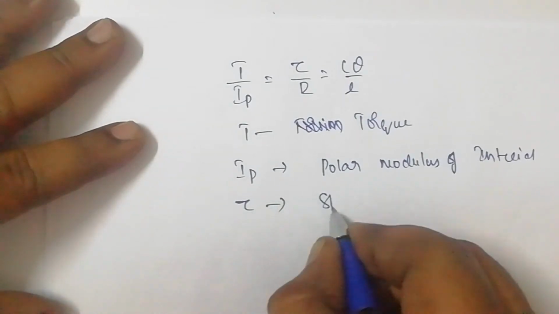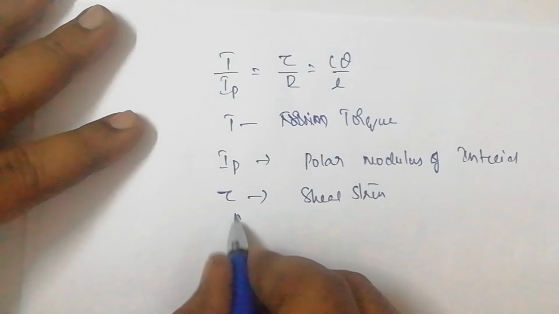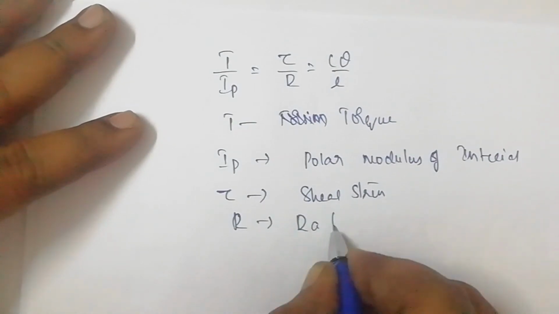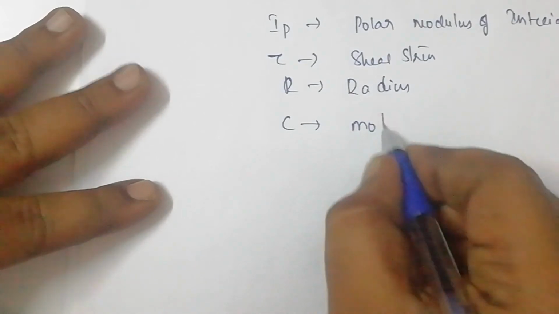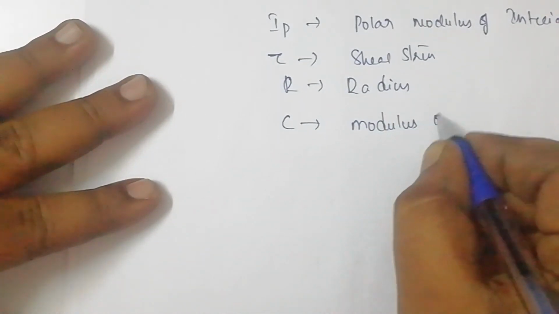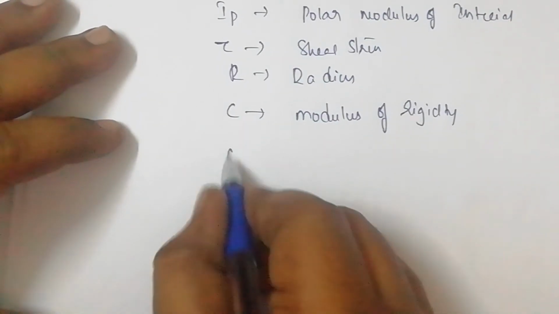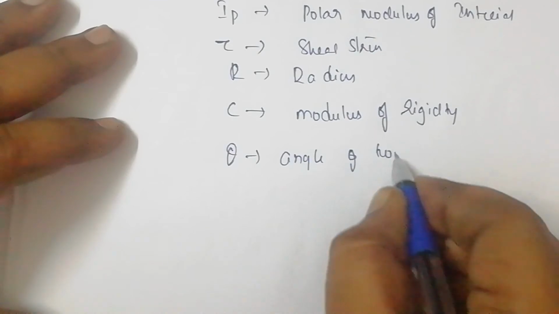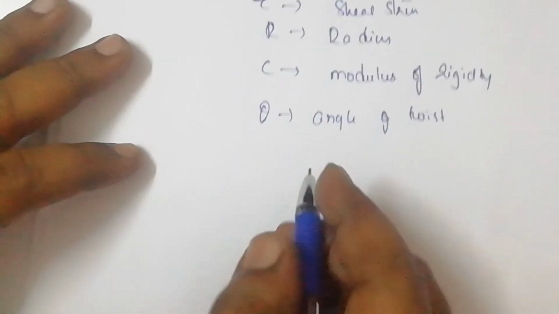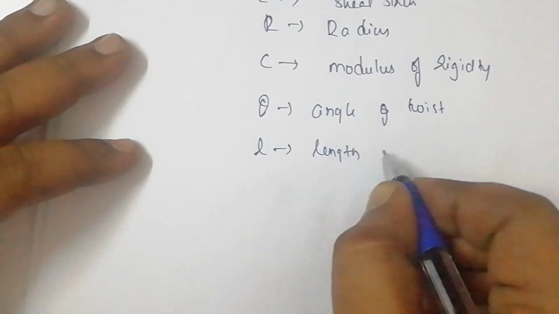Tau is your shear stress, R is your radius, C is your modulus of rigidity, theta is your angle of twist through which the shaft has been twisted, and L is the length of the shaft.